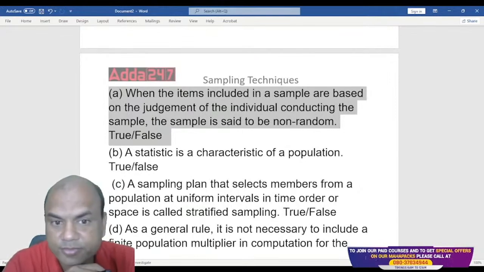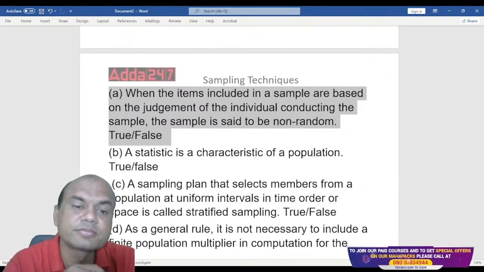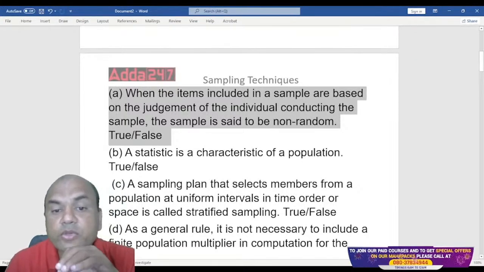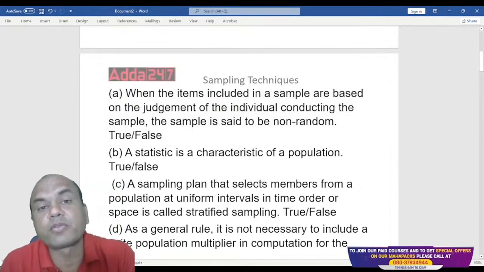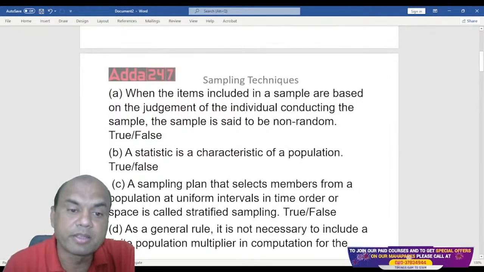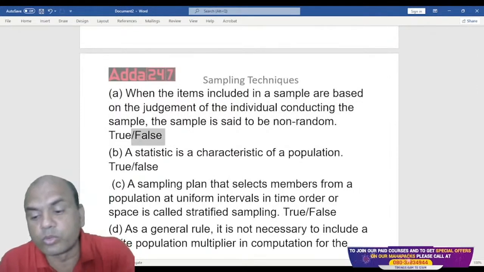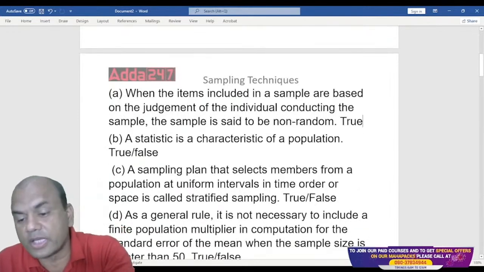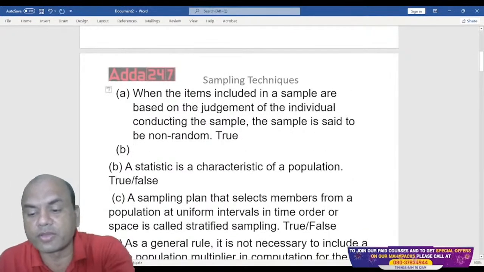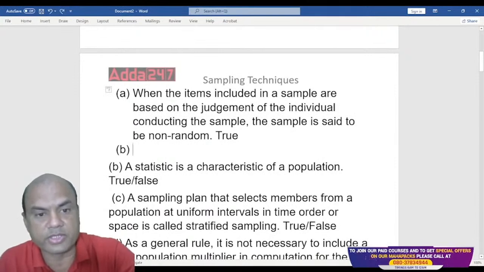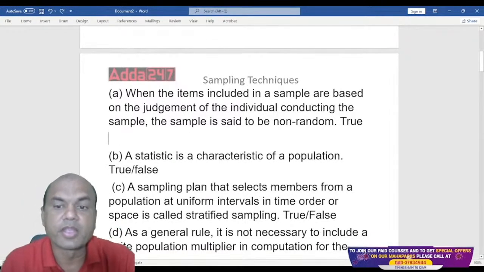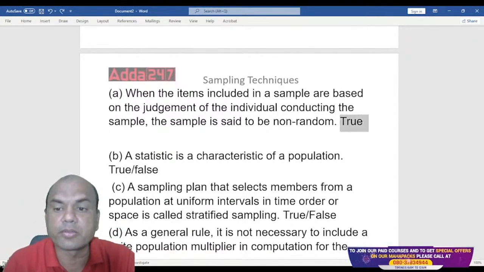So it is. Yes, it is. Correct. The answer is here: the individual conducting the sample. This is a type of non-probability sampling. So the answer for this is true, everyone. Yes, the answer is true over here. Let me mark it over here.